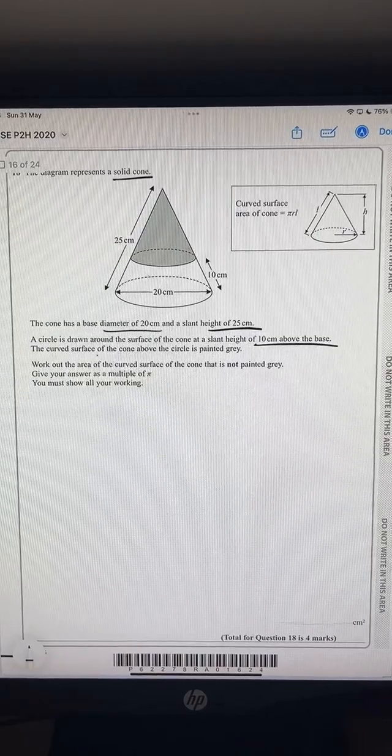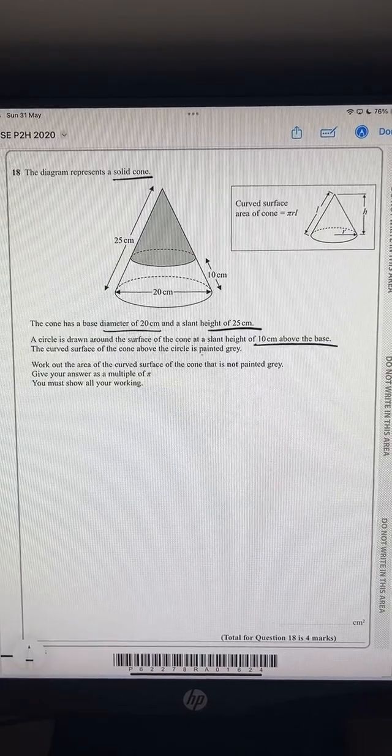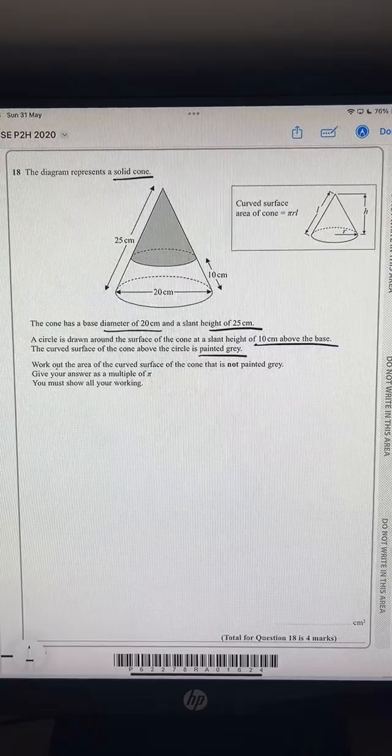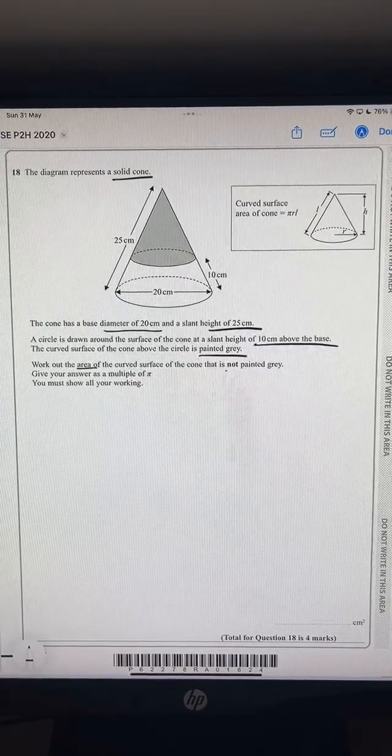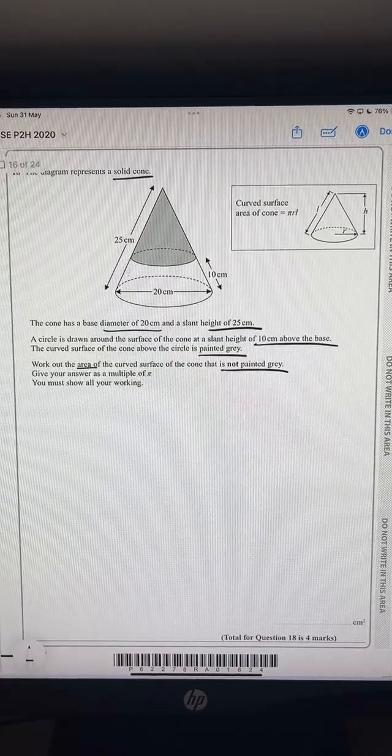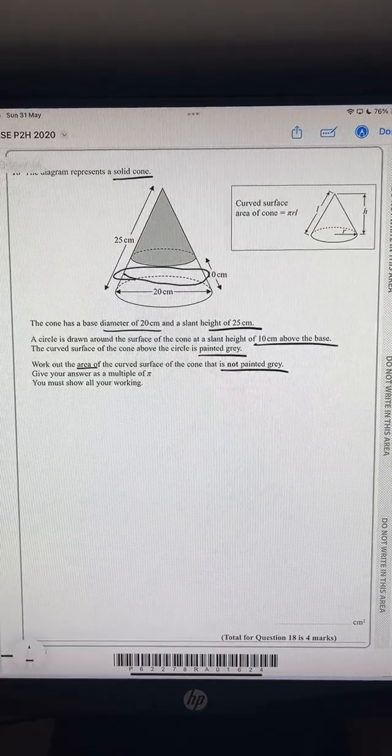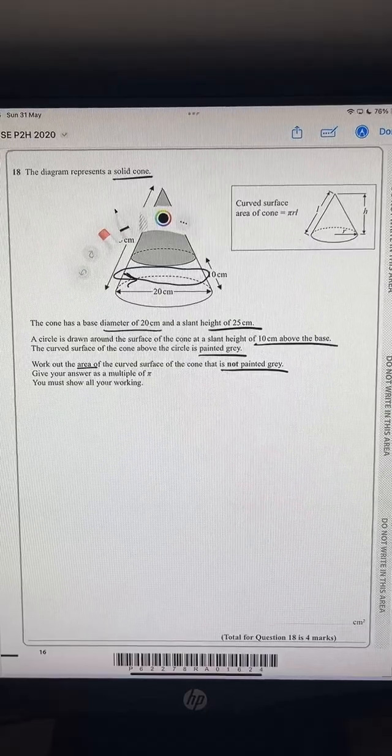The curved surface of the cone above the circle is painted gray. Work out the area of the curved surface of the cone that is not painted gray. So we need the area of this curved part here that is not painted gray.